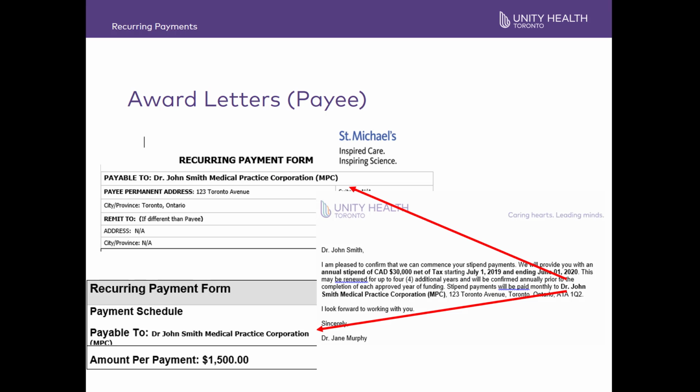Award letters: details revolving around the payee or recipient. Ensure that the individual or vendor receiving the award ties between the award letter and the form. Also ensure the document is legible.